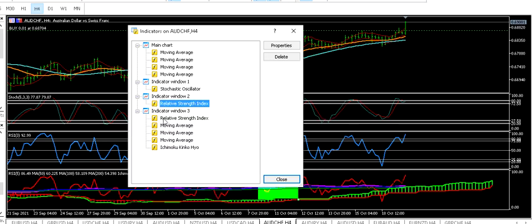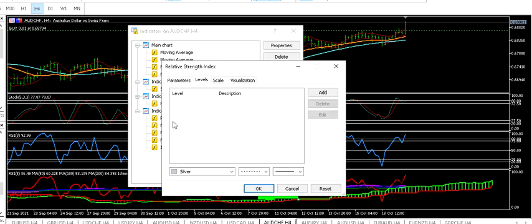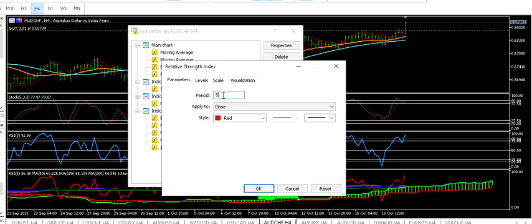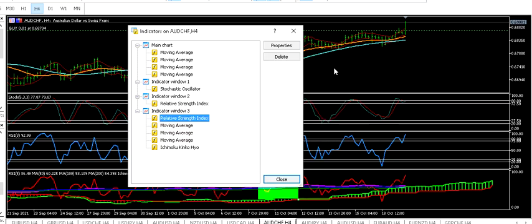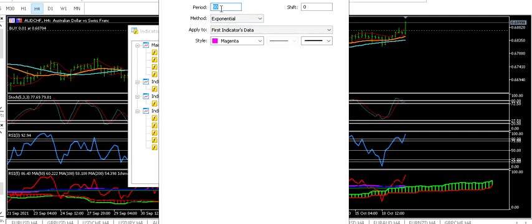Now for indicator window 3 we have the relative strength index. The period is 5, applied to close, and the color is red. No levels. Then we have a moving average with period 50. The method is exponential, applied to first indicator's data, and the color is magenta. The next moving average has period 100, exponential, applied to first indicator's data, and the color is blue.